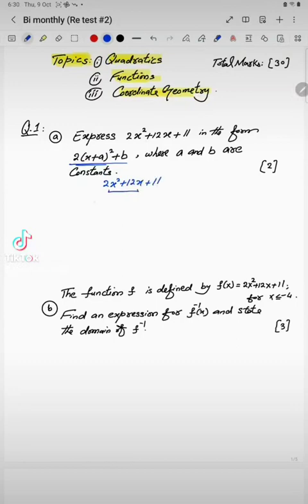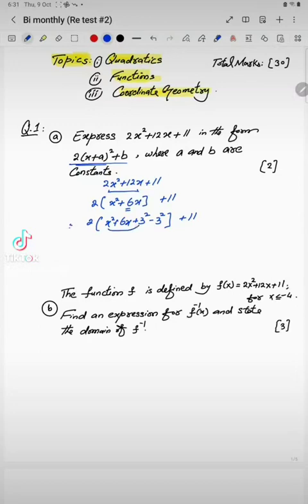First take 2 common from the first 2 terms in which variables are involved. We have this thing plus 11. Now as per the completing the square rule, half of 6 is what? 3. So I need to add the square of 3 and subtract it to keep the balance of the expression, the square of 3, along with the 11.